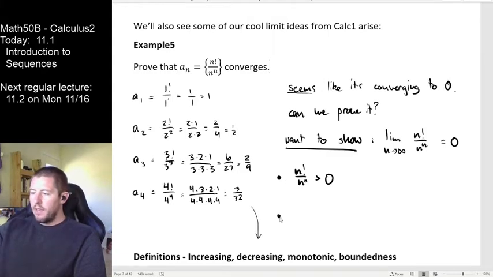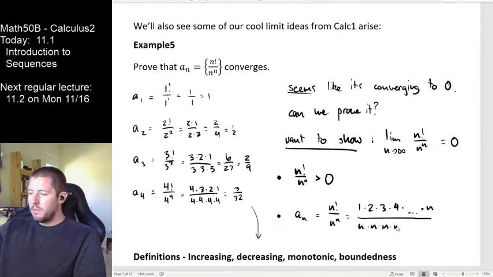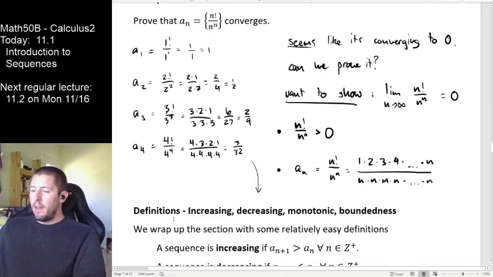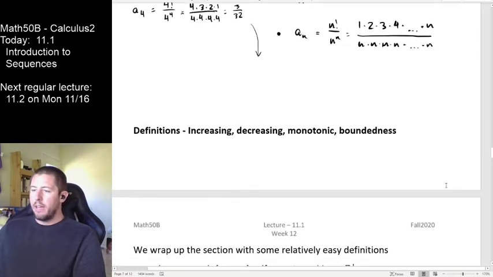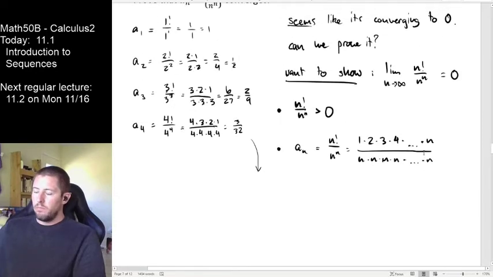The other thing I'm seeing is that the nth term in the sequence, a sub n, is n factorial over n to the n, which is 1 times 2 times 3 times 4 times ... times n, all divided by n times n times n times n times ... times n. Here's the thing I want to identify. By the way, this is a really important tactic that's going to be coming up. We've seen a little bit of this back in chapter 8, but now we're going to see a lot more of it here in chapter 11.